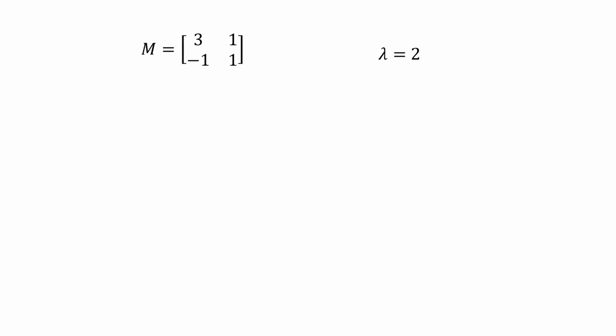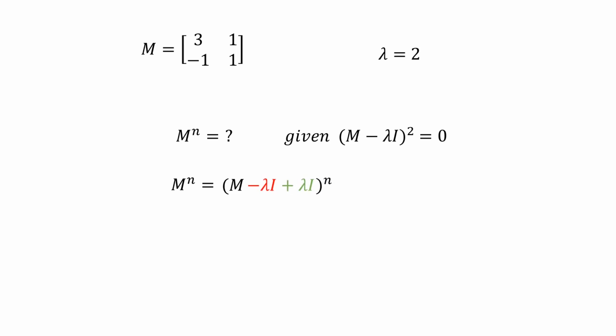Our original problem was to find a formula for M to the power of n when M has only one set of eigenvectors. In the previous section, we deduced that M minus lambda I to the power of anything greater or equal to 2 is 0. To use this fact, we can do the classic trick of adding something and then taking it away, and then rearranging. Now we can use our specific example by substituting in our values of M and lambda.